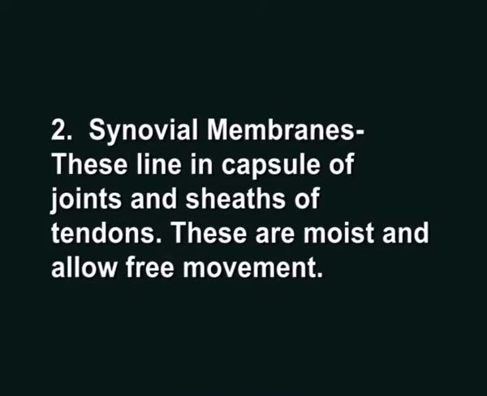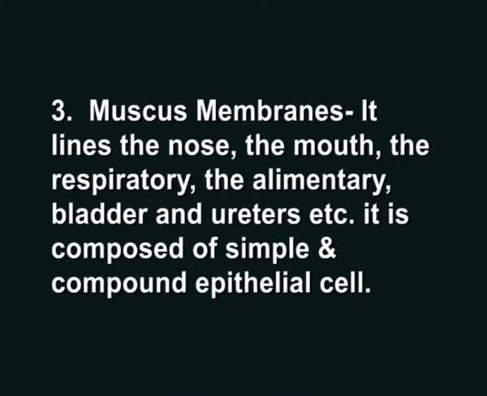Synovial membranes. These line the capsule of joints and the sheaths of tendons. These are moist and allow free movements. Mucous membranes. They line the nose, the mouth, the respiratory tract, the alimentary tract, bladder and uterus, etc. They are composed of simple and compound epithelial cells.